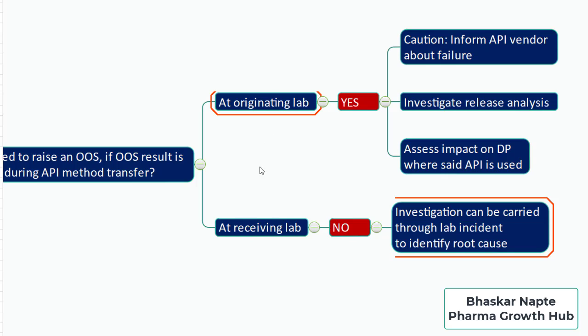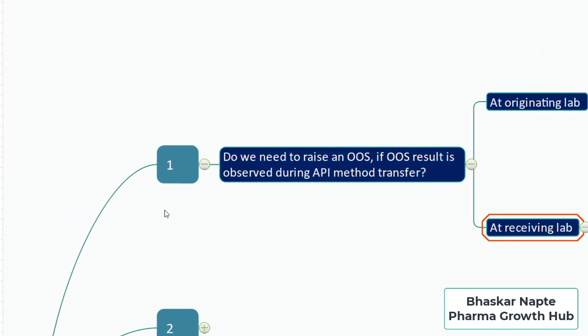Always bifurcate the answer with respect to failure at the originating lab and the receiving lab. I hope you are clear on the first question. Let us now understand the second question.